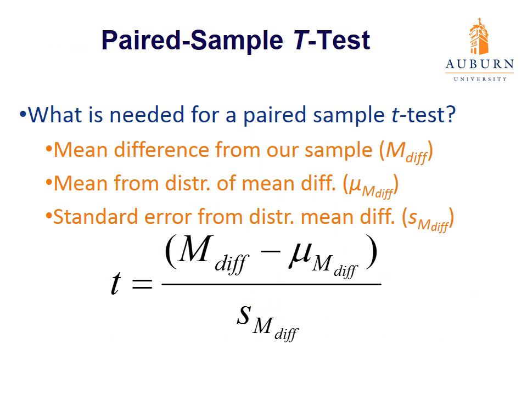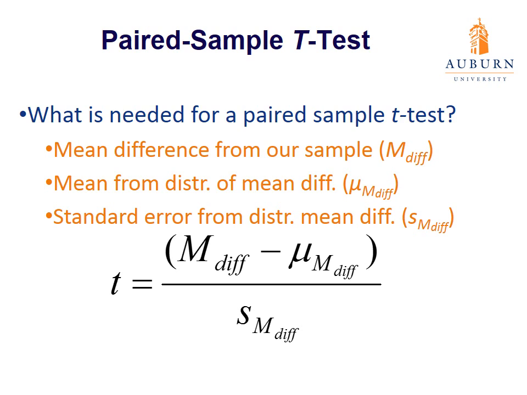When calculating the t-statistic for a paired sample t-test, we need to know three things. So here's our t-statistic formula. You'll notice it looks very similar. We're taking the means of samples minus the means of populations and dividing by the standard error. The only thing that's changed is that we now have a new subscript. It's called diff, in other words, the differences, because we're using a distribution of mean differences, so a new distribution.